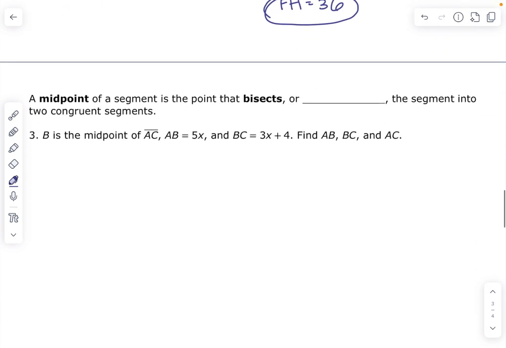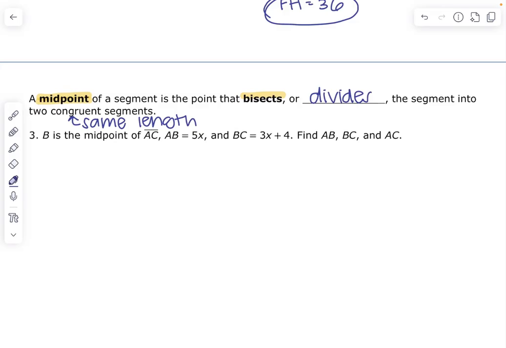Our last little bit says a midpoint of a segment is the point that bisects or divides the segment into two congruent segments. Congruent here means the same length. Okay, let's practice using that concept. It says that B is the midpoint of segment AC. AB is equal to 5x, BC is equal to 3x plus 4. And it asks us to find AB, BC, and AC.